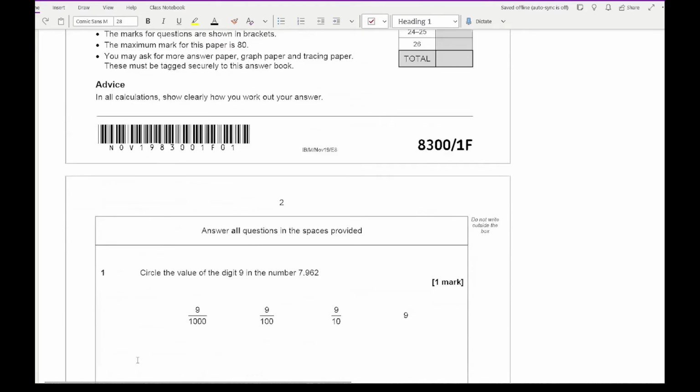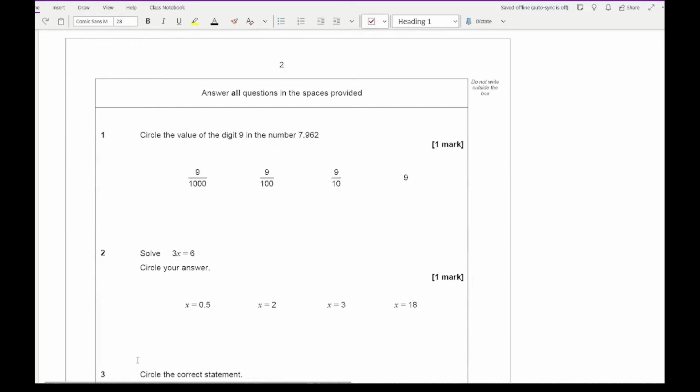Now you tend to find that the very first questions of all of these GCSE papers tend to be multiple choice. Doesn't mean that you need to guess at the papers, just means that they should be relatively simple and should be relatively quick to answer.